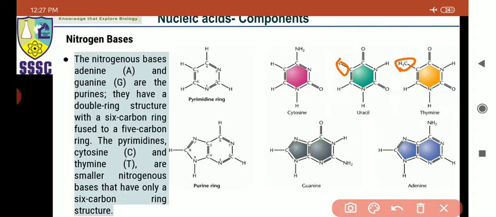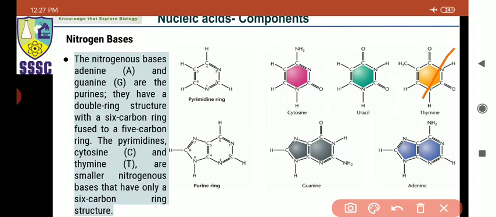Remaining, there is no difference in all of them. So uracil and thymine differ only in this. Thymine is methylated uracil, we can say. The CH3 group is present on carbon number 5. So these are cytosine, thymine and uracil.